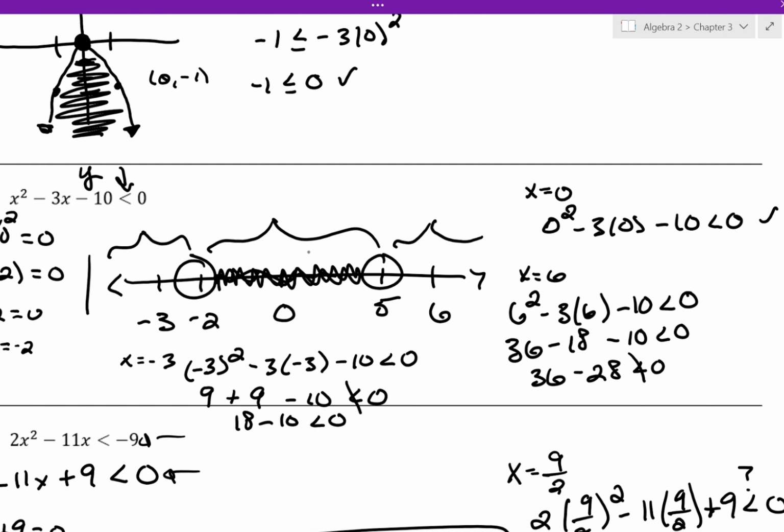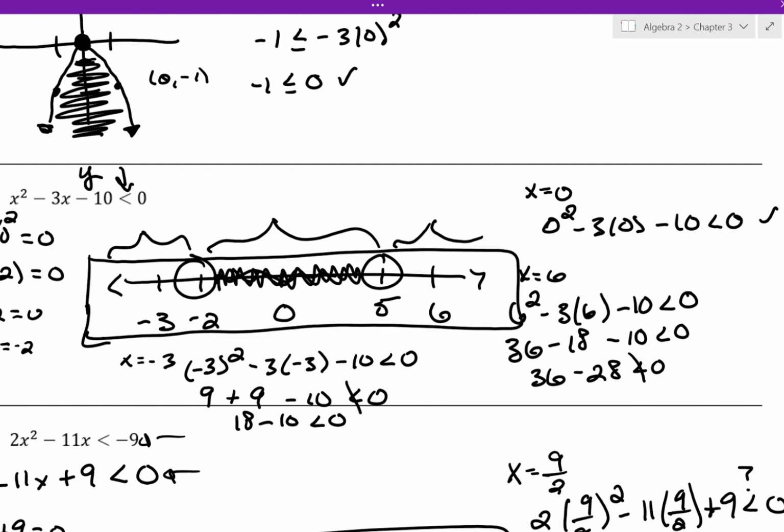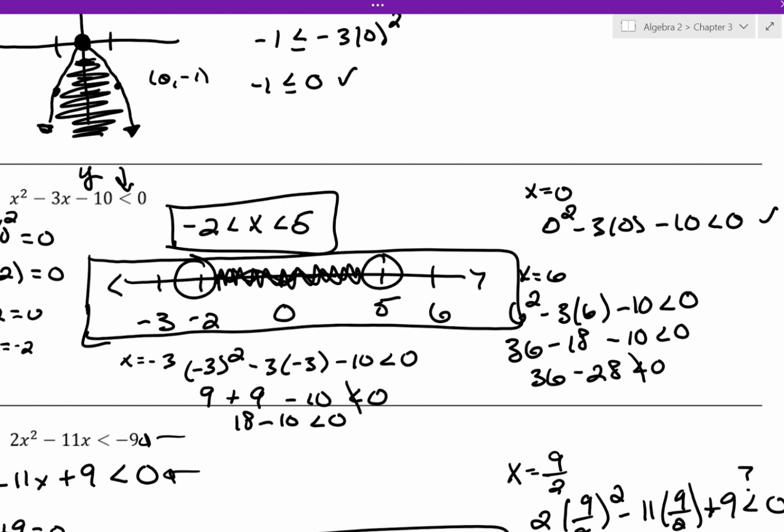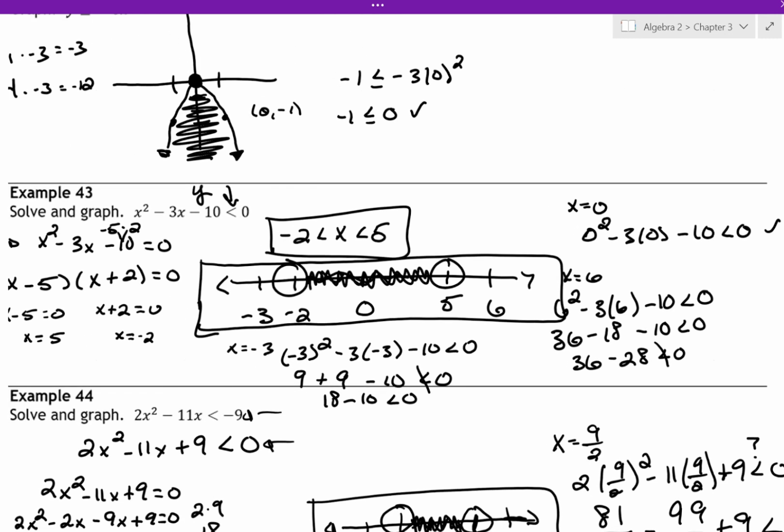And this right here is going to be our answer. Sometimes we might want to write that back as an inequality. And if we wrote that, we would say negative 2 is less than x is less than 5. That's a compound inequality back from Algebra 1. All right, there is 43.